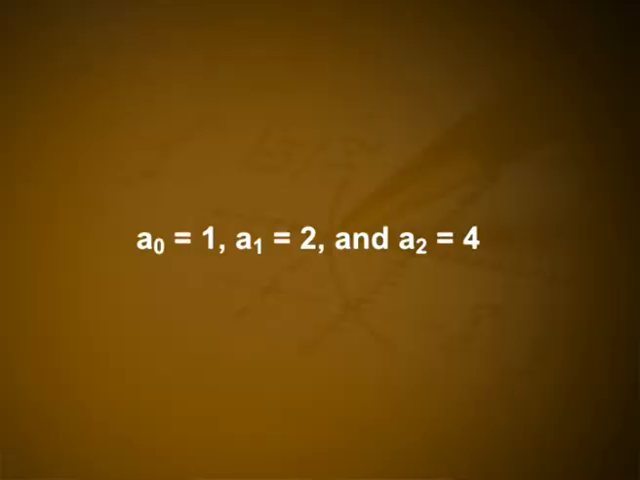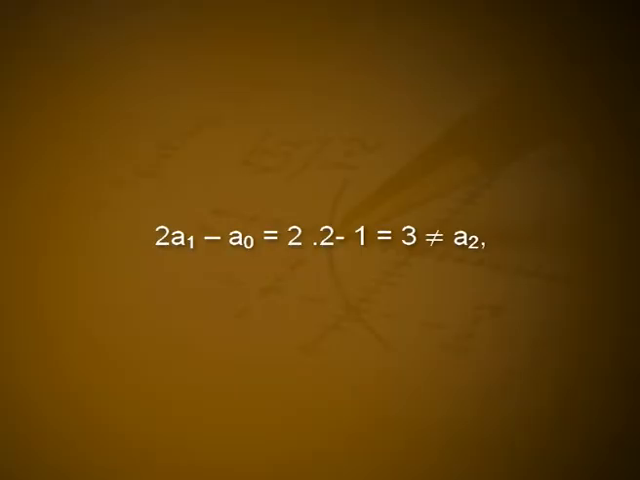Suppose that a_n = 2^n for every non-negative integer n. Note that a_0 = 1, a_1 = 2 and a_2 = 4, because 2a_1 - a_0 = 2 times 2 - 1 = 3, not equal to a_2. We see that a_n = 2^n is not a solution of the recurrence relation.